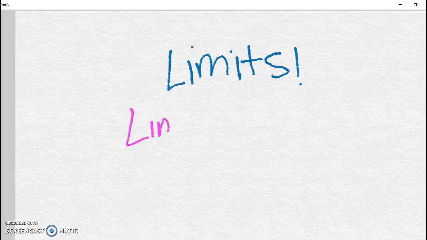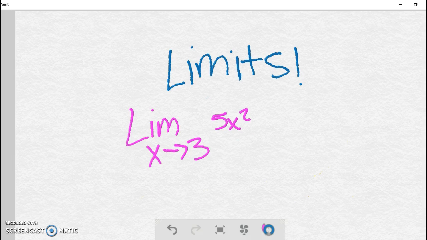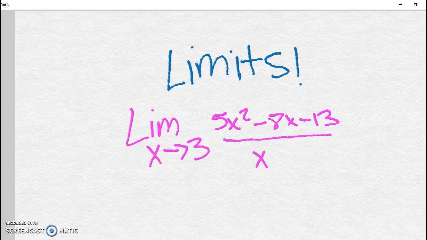So, limit as x approaches 3 of 5x squared minus 8x minus 13 all over x squared minus 5. So this is a pretty simple problem. All you really have to do is just plug in the 3 for every time you see x.